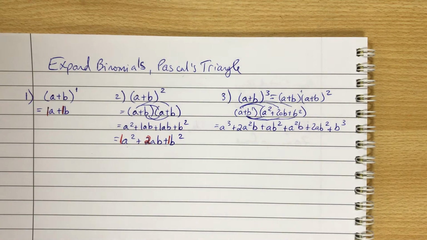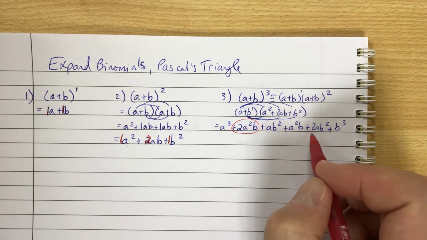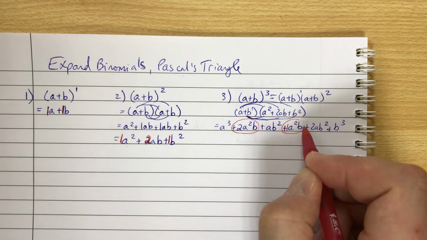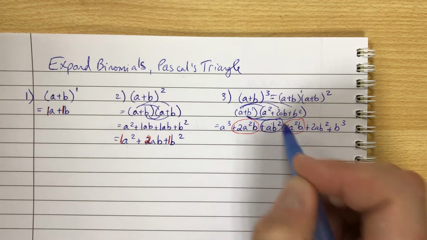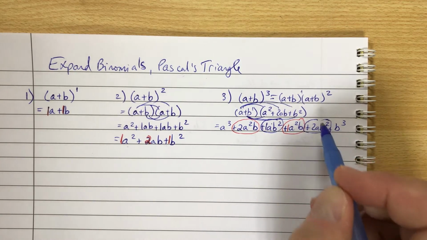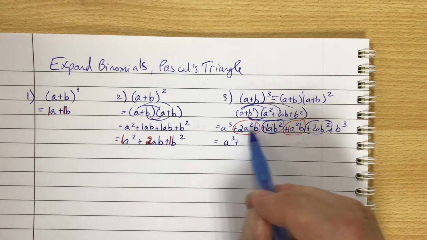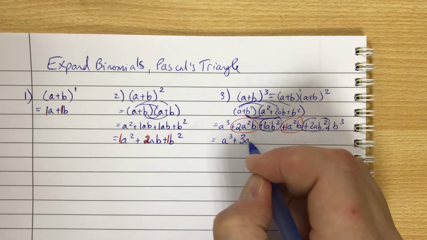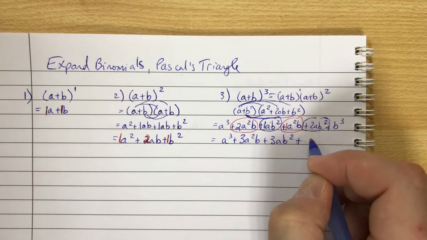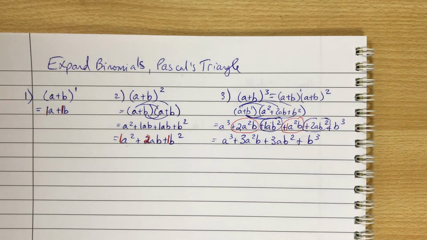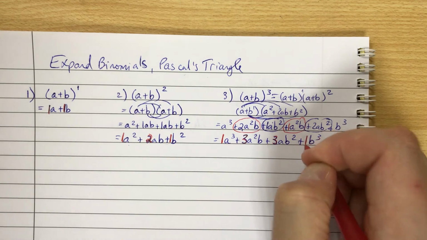Now we do have some like terms here. We have 2a squared b and 1a squared b. We also have 1ab squared and 2ab squared. So we end up with a to the third plus, if we add the a squared b's, 3a squared b, plus 3ab squared, plus 1b to the third. So there's 1, 3, 3, 1.